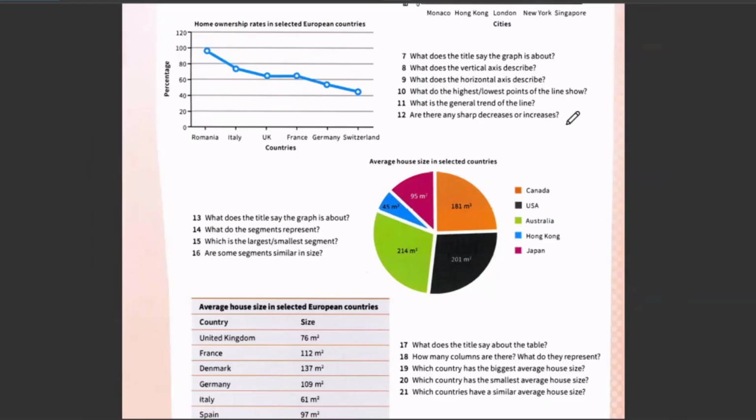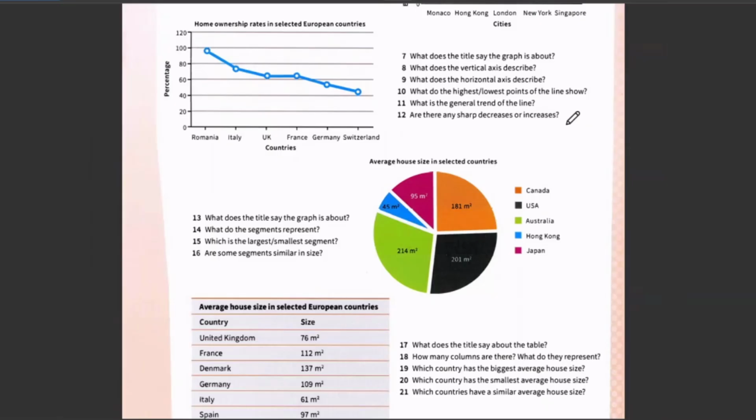Okay, next is number 10. What does the highest and or lowest points of the line show? So go for the highest first. In the line chart, the highest point is of Romania and the lowest point is of Switzerland. Right. So you are saying it in a very straight way, right?